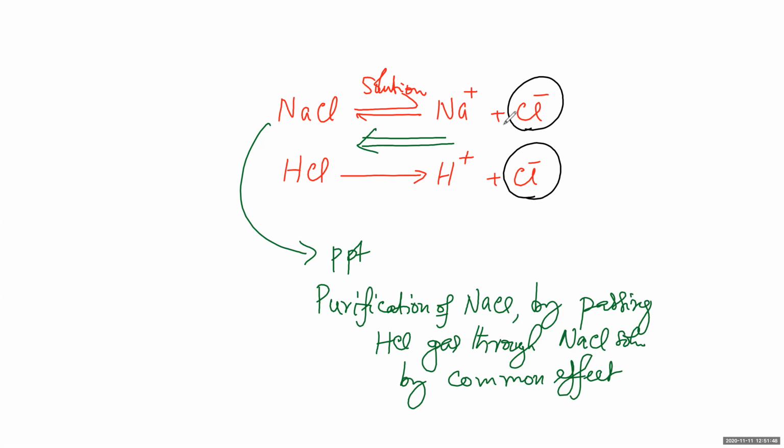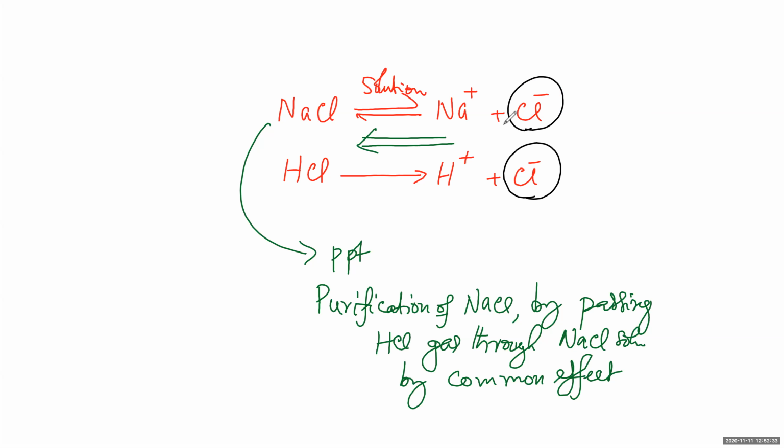See here, hydrogen chloride is a stronger electrolyte than NaCl. So when HCl is passed, the dissociation of NaCl is suppressed and the pure sodium chloride is precipitated. And that is the application of a common ion effect in the purification of sodium chloride. So sodium chloride is purified by passing hydrogen chloride gas to sodium chloride solution by common ion effect. Here the common ion is chloride ion.